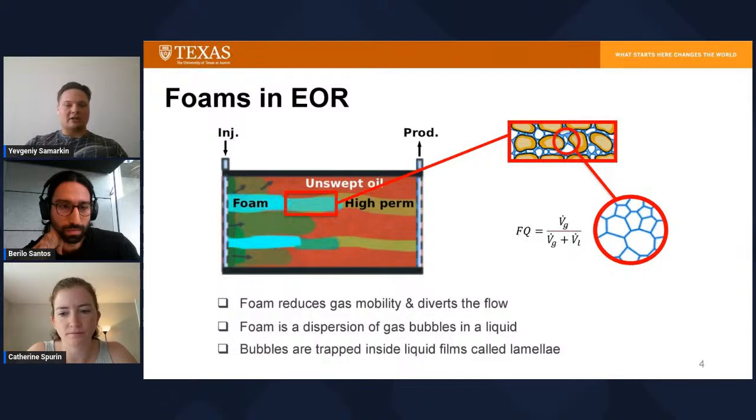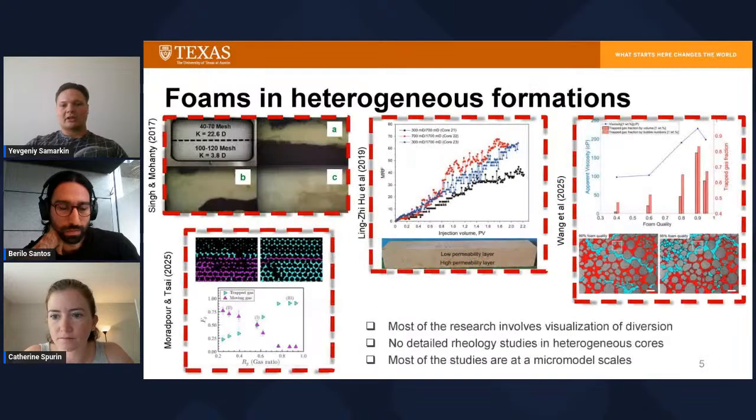Today, I'm going to talk a lot about the diversion performance of the foam. And actually, the question is, what is the foam? The foam can be described as a dispersion of the gas in the liquid stabilized by surfactant. There has been a lot of research done to understand how the foam flows in heterogeneous or layered formations, and on this slide, I'm trying to summarize most of that relevant research.